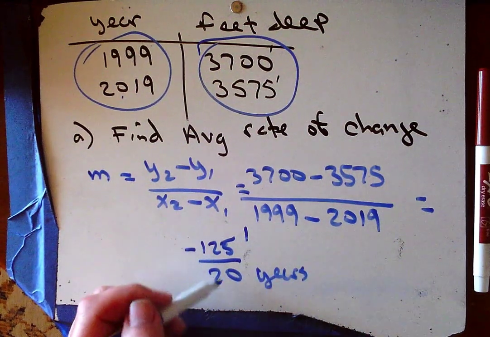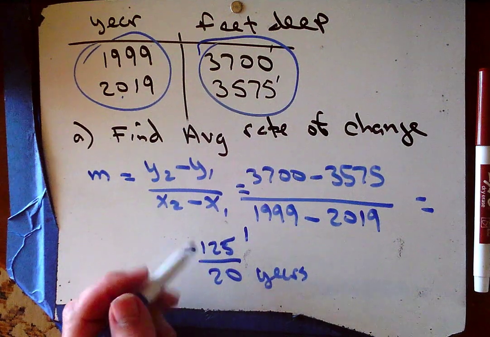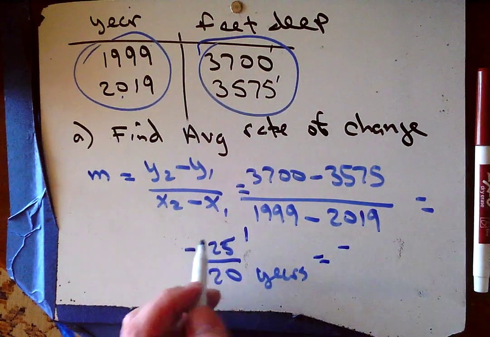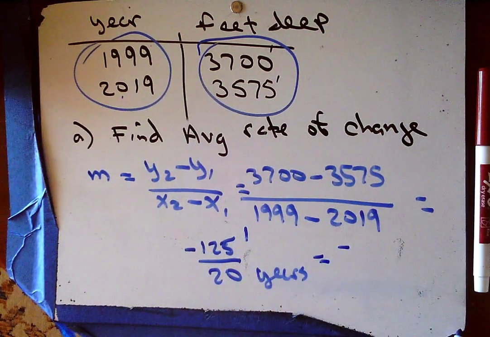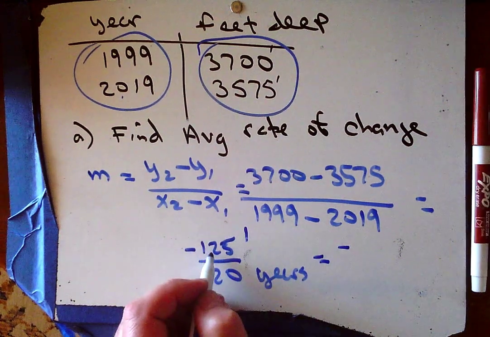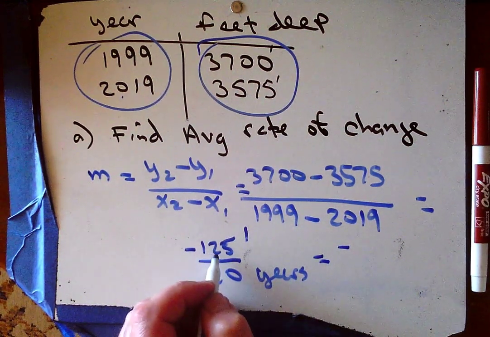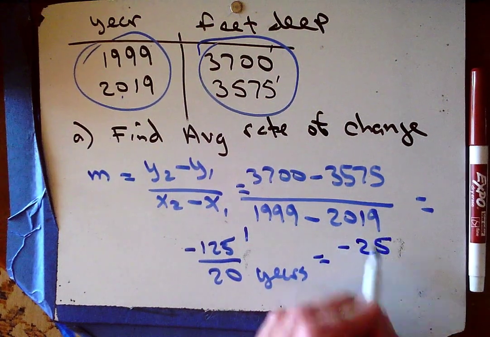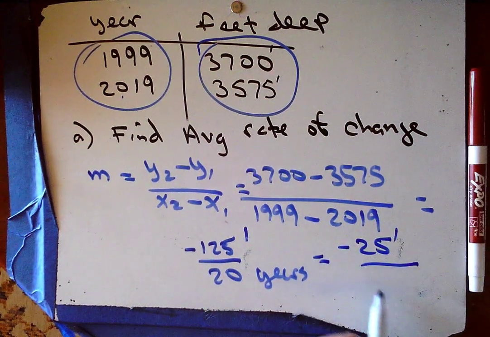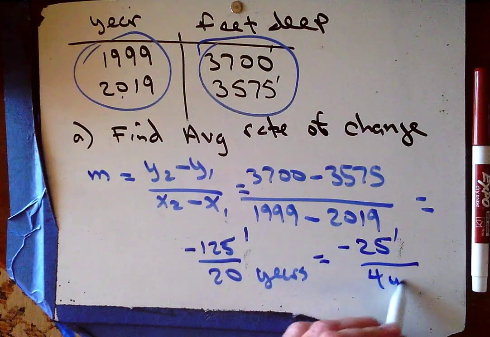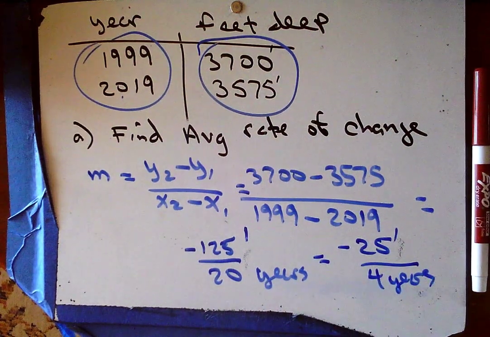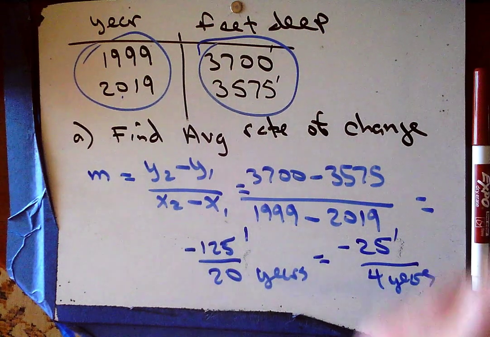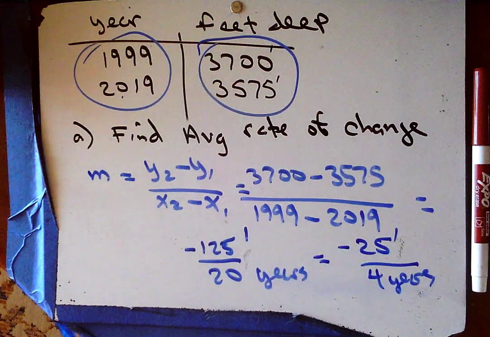Okay? Now I see that I can divide 5 into each of those. So that's going to be, 5 goes into 20 four times, and is it 25? Yes, it is. 25 feet every 4 years. Okay, there's my average rate of change. Every 4 years, the water level seems to be dropping 25 feet.